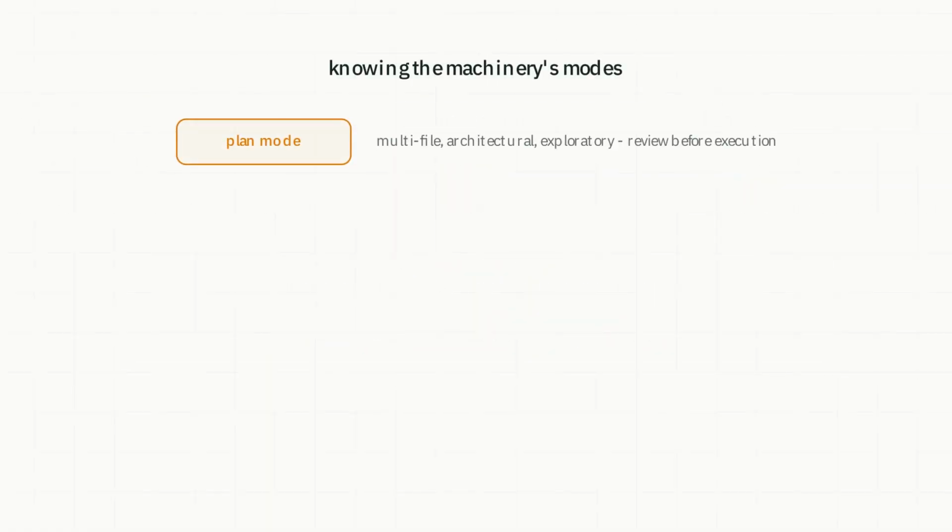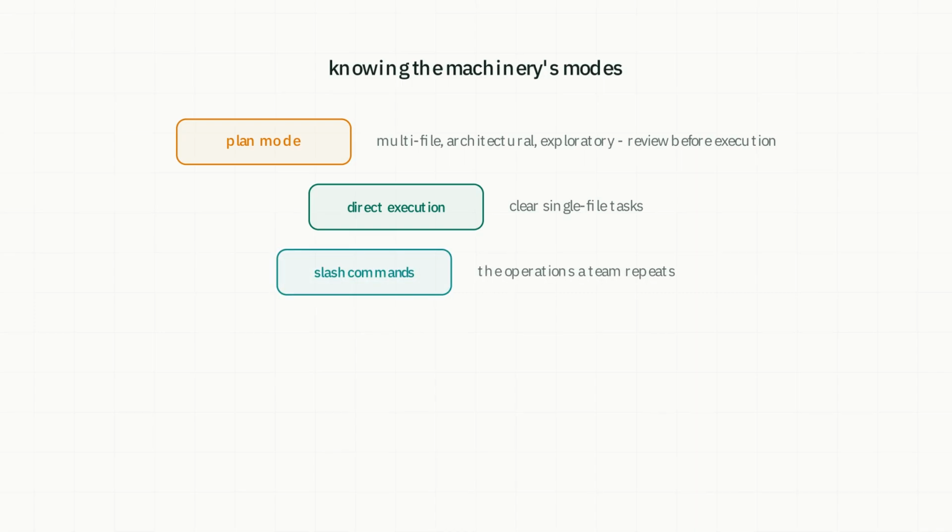Second theme, knowing the machinery's modes. Plan mode for anything multi-file, architectural, or exploratory, where the approach deserves review before execution. Direct execution for clear single-file tasks. Slash commands for the operations a team repeats. Path-scoped rules with glob patterns when a convention, say, how tests are written, must apply across the whole codebase, which a directory-bound file cannot do.